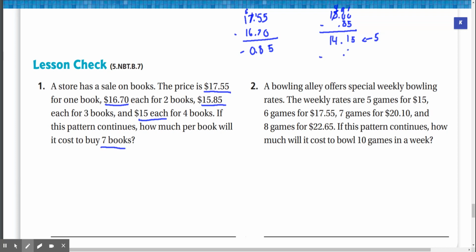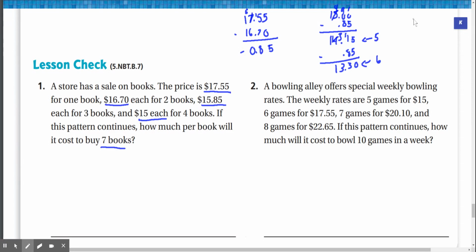Subtract 0.85 for 6 books. 5 minus 5 is 0. Can't do 1 minus 8, so we're going to regroup. This becomes 3, and this becomes 11. 11 minus 8 is 3, and then 13 minus 0 is just 13. This becomes the price for 6 books. Let me write that again.